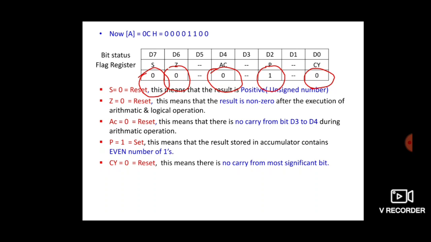The left-side bit is called the most significant bit. After D7, which is the 8th bit, if a 9th bit is generated, then the carry flag is set. But in this problem, during the arithmetic and logical operation, no carry is generated at the 9th position, so the carry flag is reset. Understood, student?